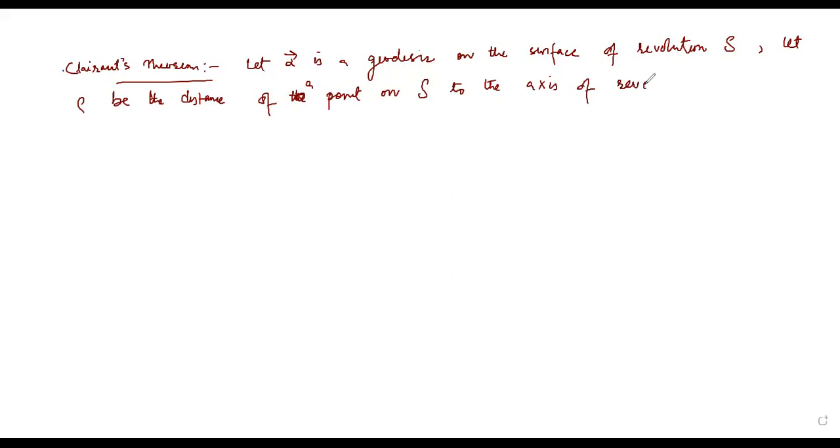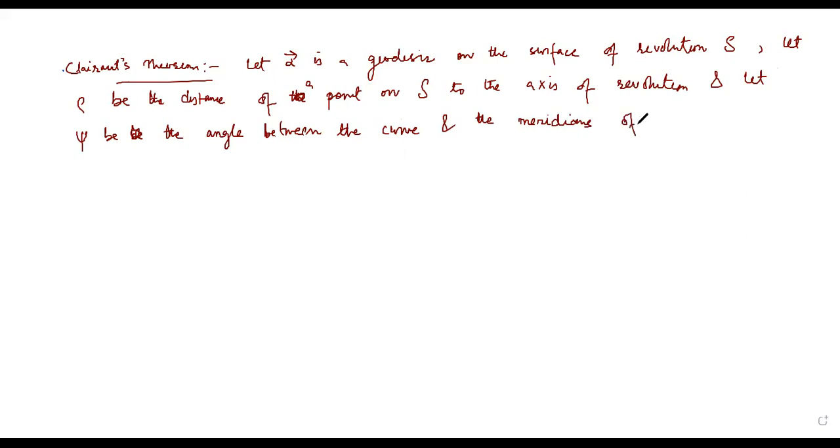Of course, it has an axis of revolution, the surface of revolution, and let psi be the angle between the curve and the meridians of the surface of revolution S. Then rho sine psi is constant along this geodesic.